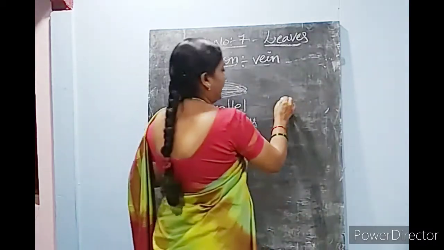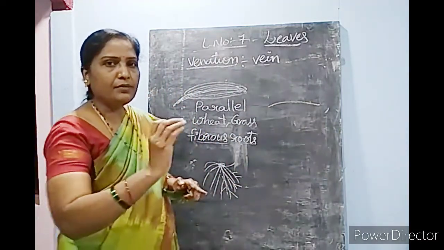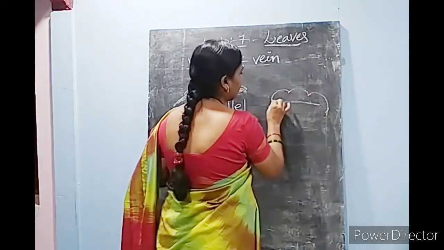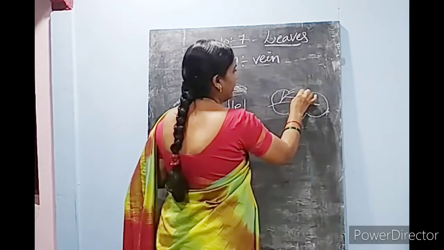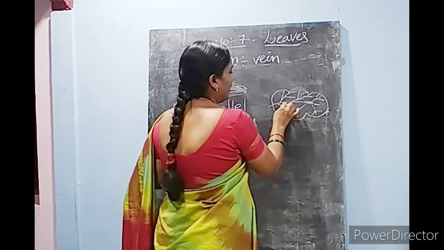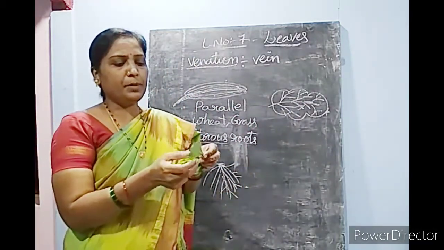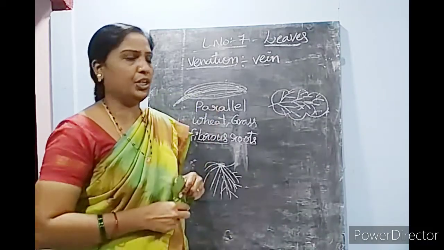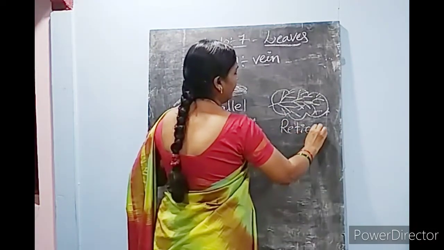And like tulsi, you take one tulsi leaf, one grass leaf, and compare the venation. Observe the venation. In the tulsi leaf, the veins are not arising from the same place. The veins arise from different places on the leaf. You can observe the back side of your leaf to observe the venation. So this type of venation is known as reticulate venation.